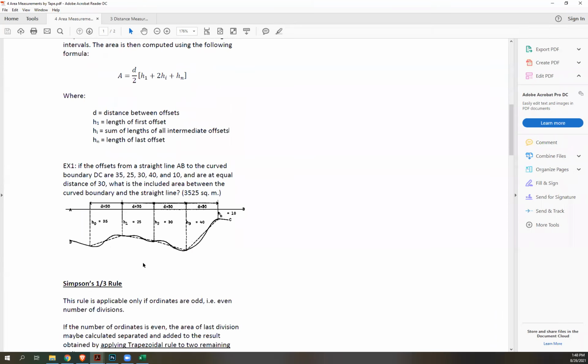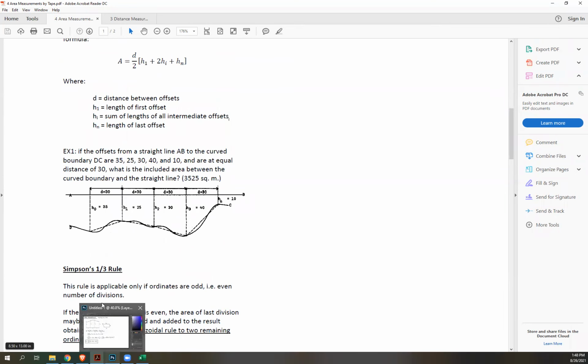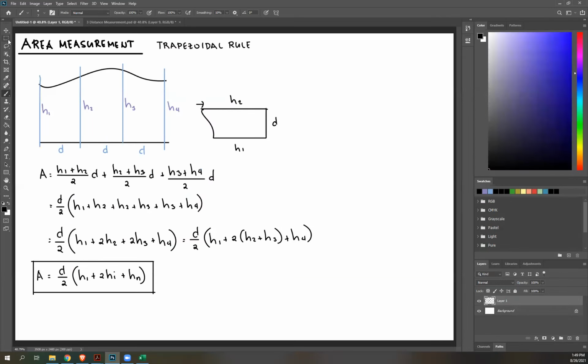For us to have a better understanding, let's have an example. Number 1: if the offsets from a straight line AB to the curved boundary DC are the following, and are at equal distances of 30, what is the included area between the curved boundary and the straight line? Your straight line is this top portion, and this is your curved boundary, so I can use the trapezoidal rule. Again, you can use the trapezoidal rule if your boundary is straight and then curved, and this image fits that condition. Let's recall our equation. Let me copy that for our solution.